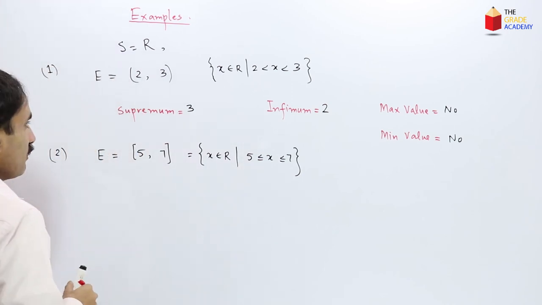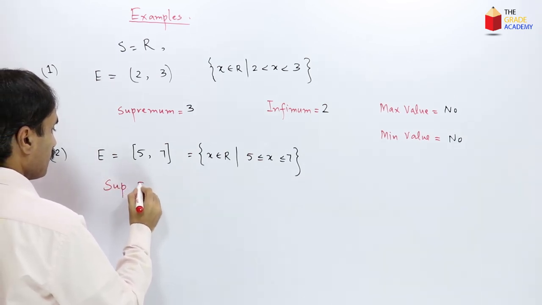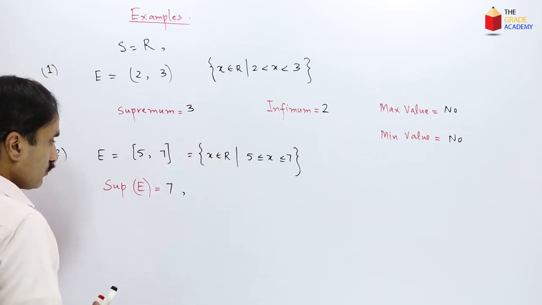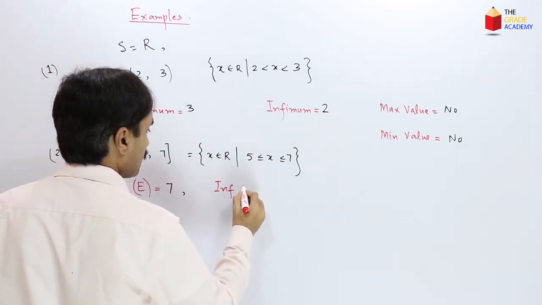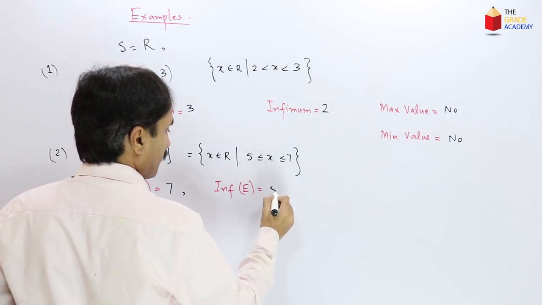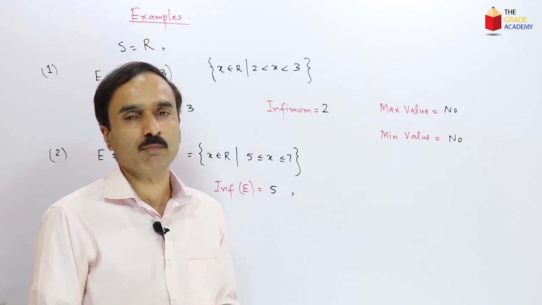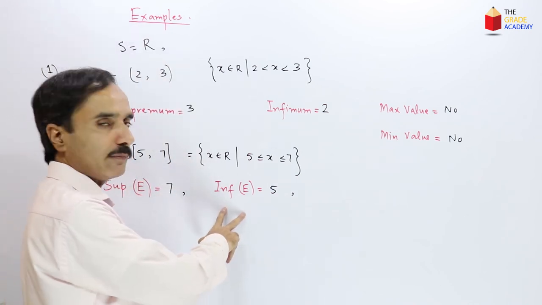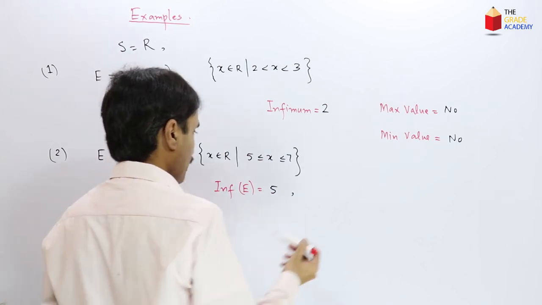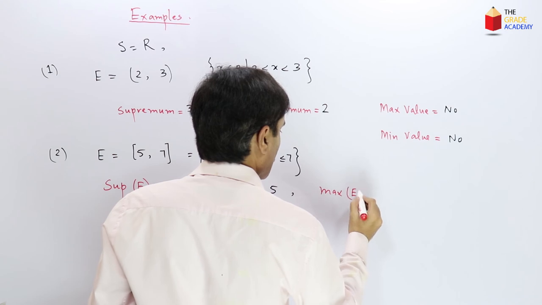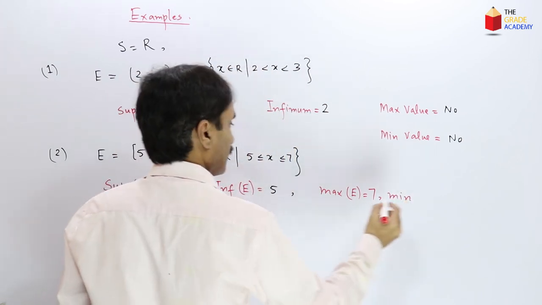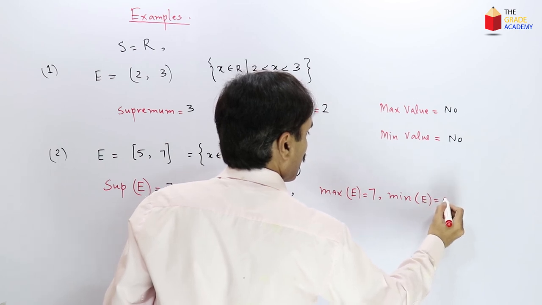So what is the supremum? The supremum of E is 7, and the infimum of this set is 5. And how about maximum value and minimum value? Since the supremum and infimum belong to this set, it does have a maximum value and a minimum value. The maximum value of E is equal to the supremum, which is 7, and the minimum value is 5.